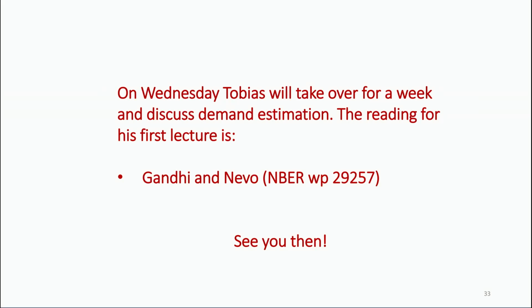The Gandhi and Nevo paper is published in whatever handbook of I/O that's expensive and hard to find. But if you look at the same exact document as NBER working paper 29257, that version is easy to find.